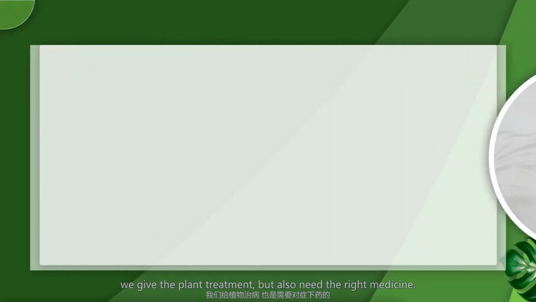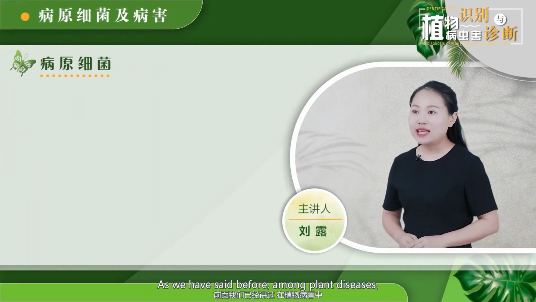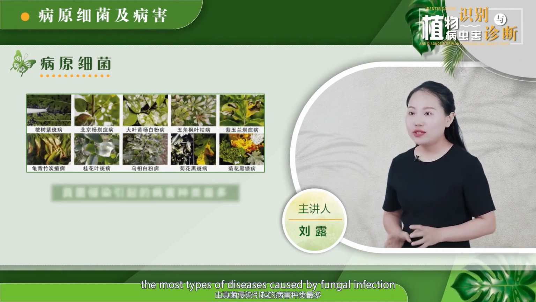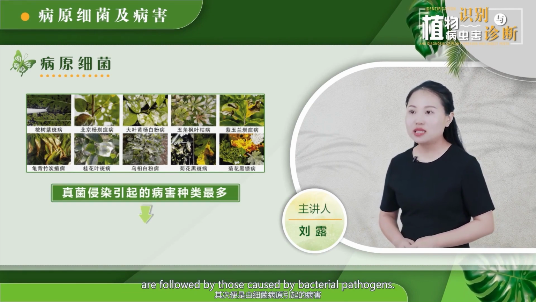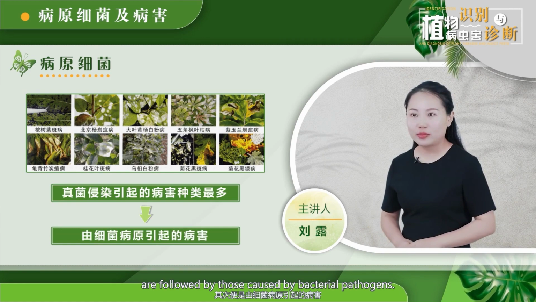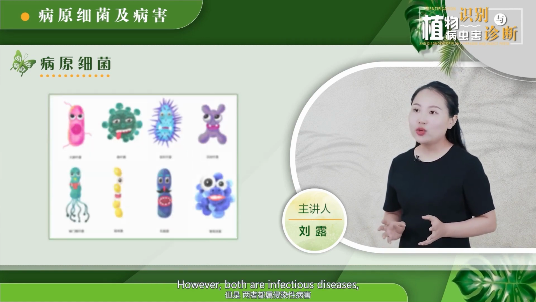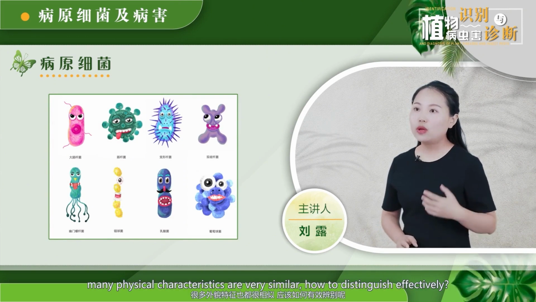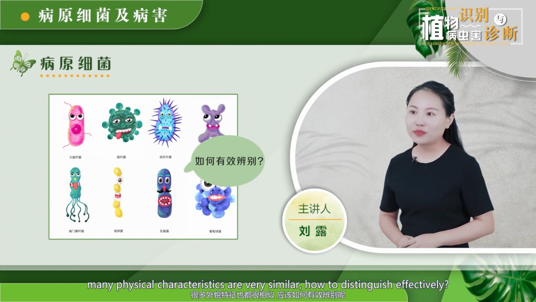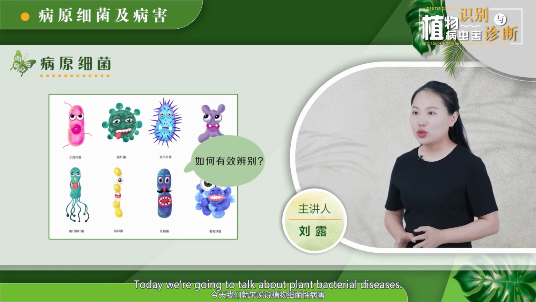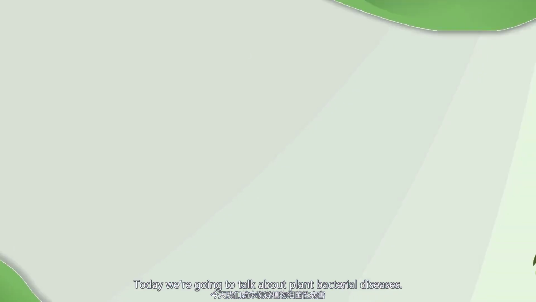right medicine. As we have said before, among plant diseases, the most common are those caused by fungal infection, followed by those caused by bacterial pathogens. However, both are infectious diseases, and many of their physical characteristics are very similar. How can we distinguish them effectively? Today we're going to talk about plant bacterial diseases.